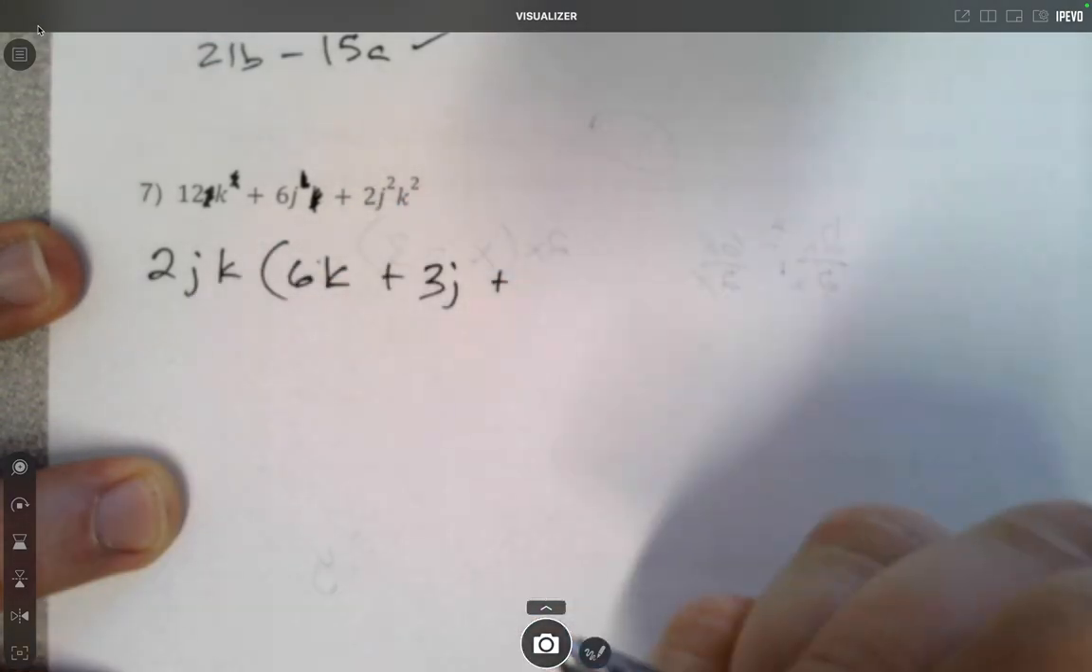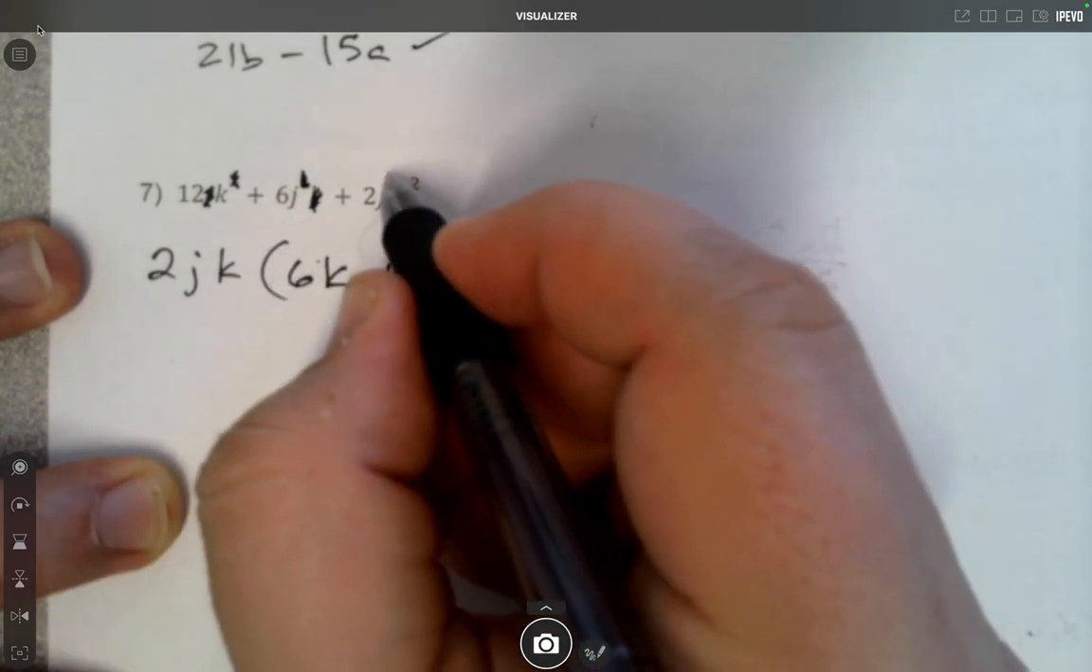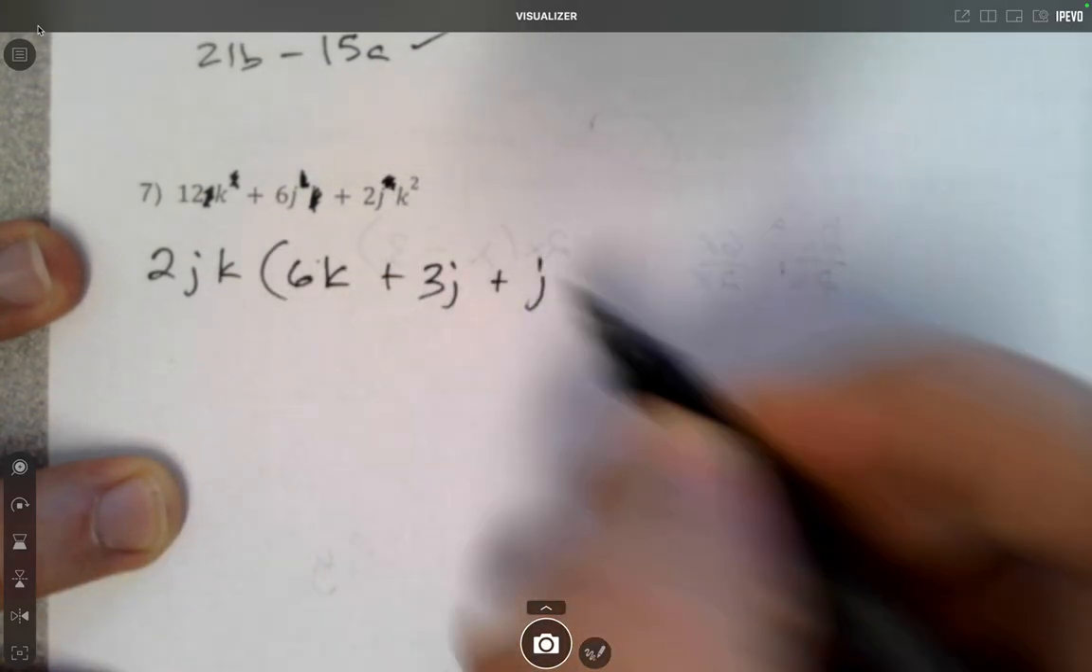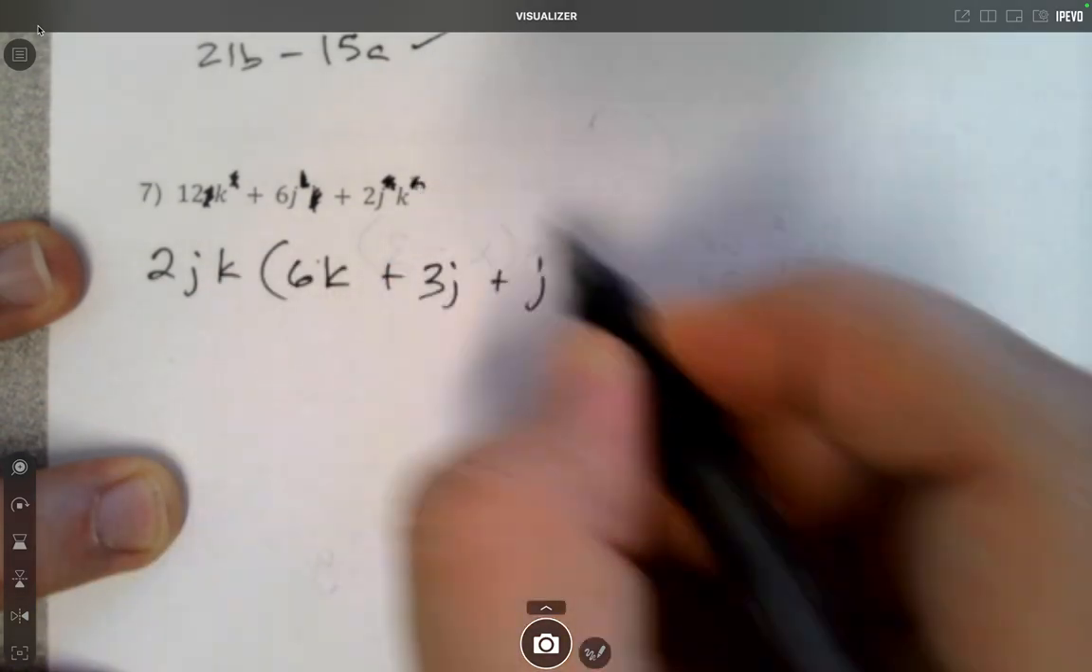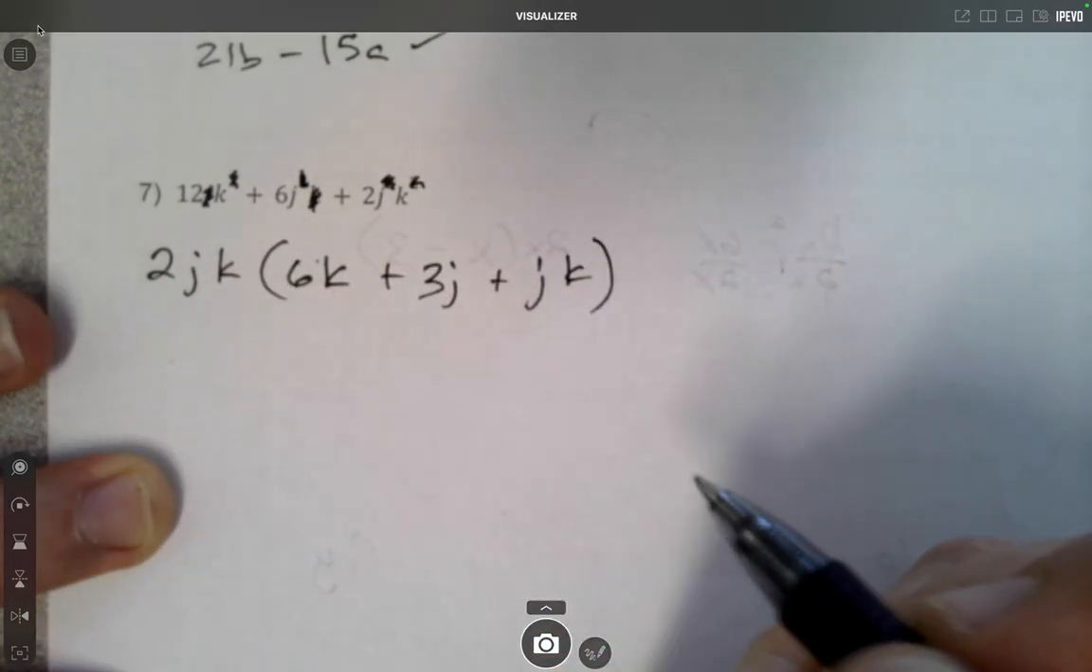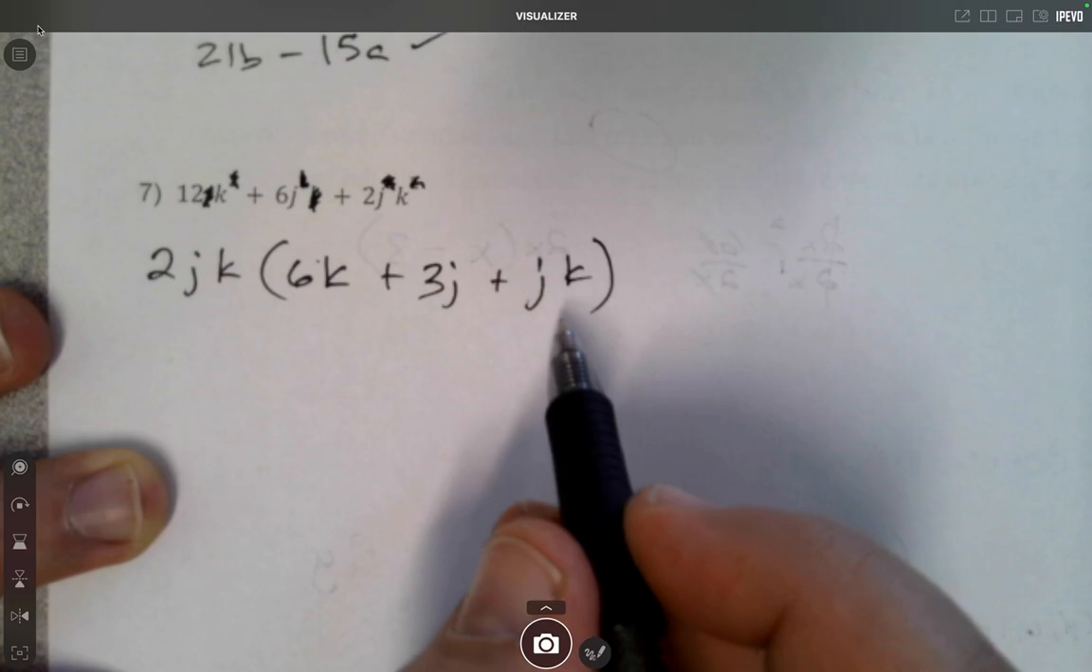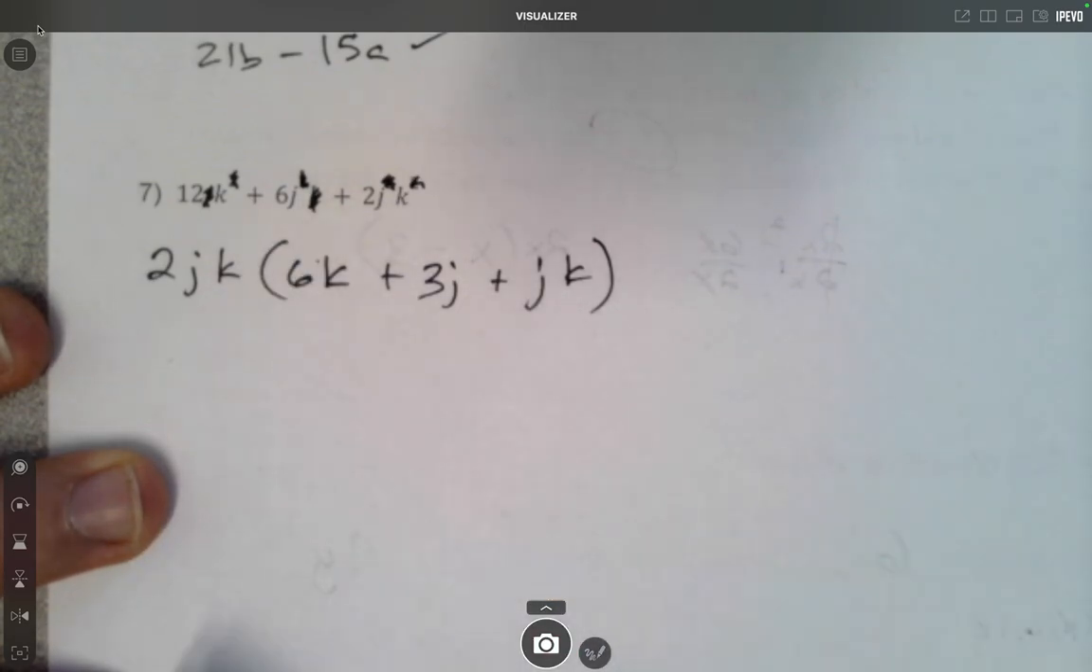2 divided by 2 is 1. We took away one of the j's, leaving one behind. Took away one of the k's, leaving one behind. And you could distribute that, and you'd find out we have the same thing we started with at the beginning.